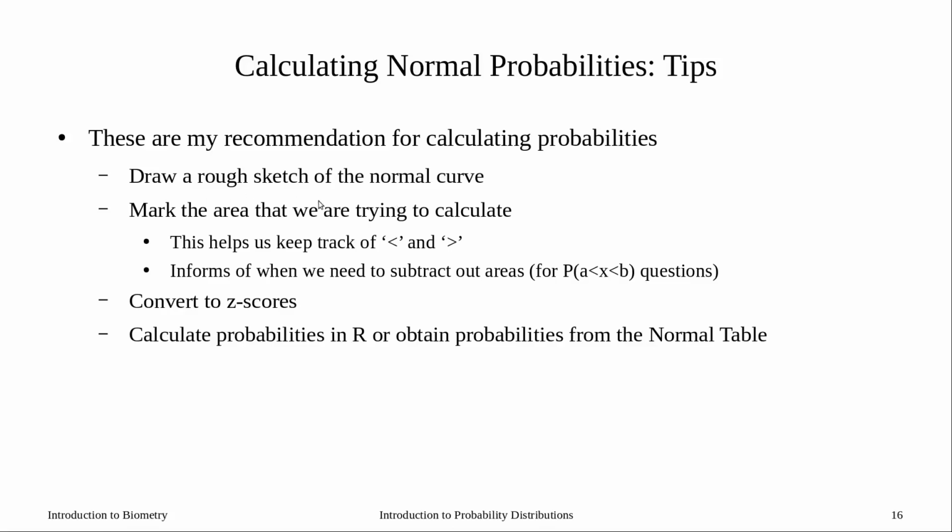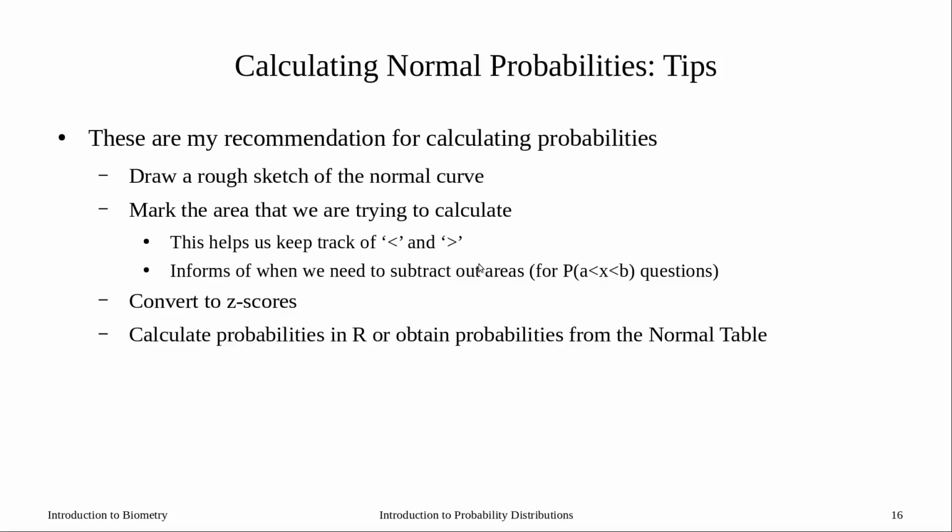So first up, draw a rough sketch of that normal curve. Label your mean, figure out what area we're trying to calculate. So look at the area under the curve. That'll help you keep track of the greater than or less than areas. Also, note which areas you may have to subtract out if we're looking for probabilities between two values.